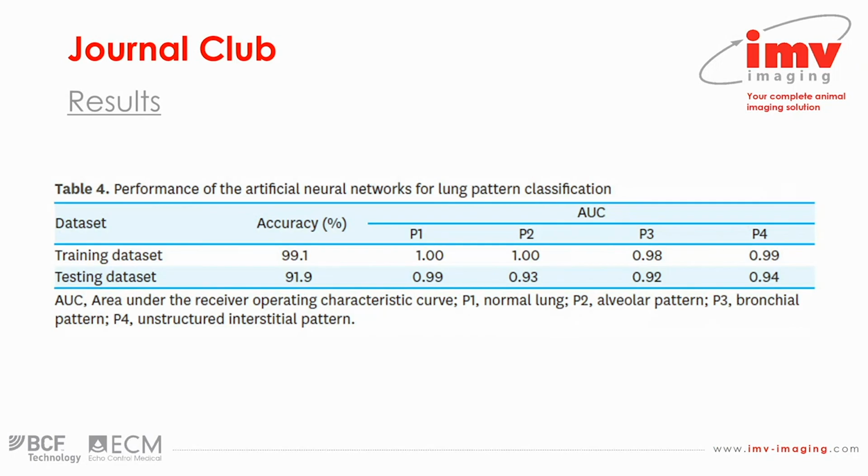And there's just a table showing the results that they achieved for the 4 different lung patterns, P1, 2, 3, and 4, giving accuracy and area under the curve values. And you can see there's a bit of a drop from the training data to the test data, as we might expect.